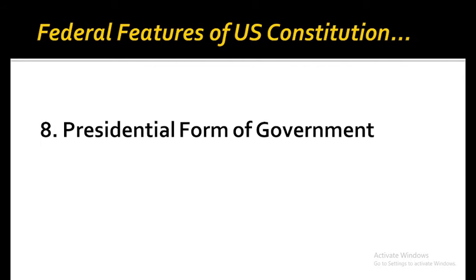8. United States has presidential form of government. In the case of India and UK, we have parliamentary form of government, but in USA, there is presidential form of government.